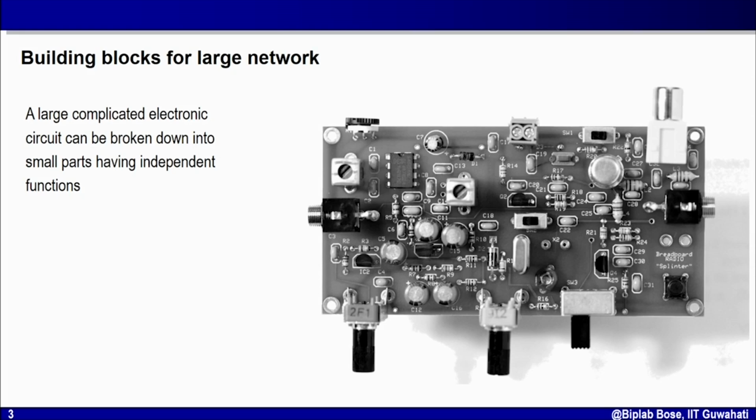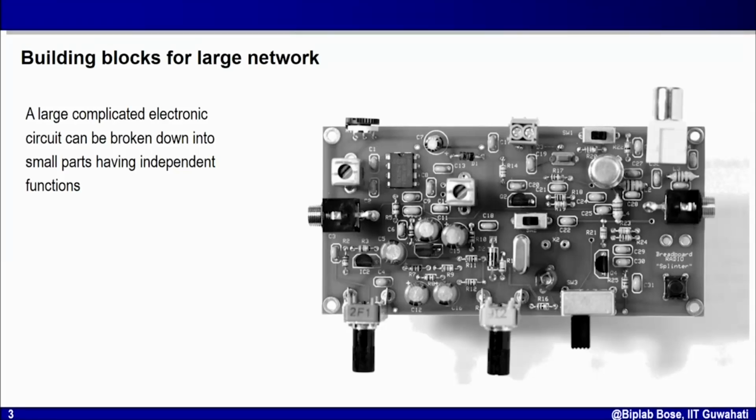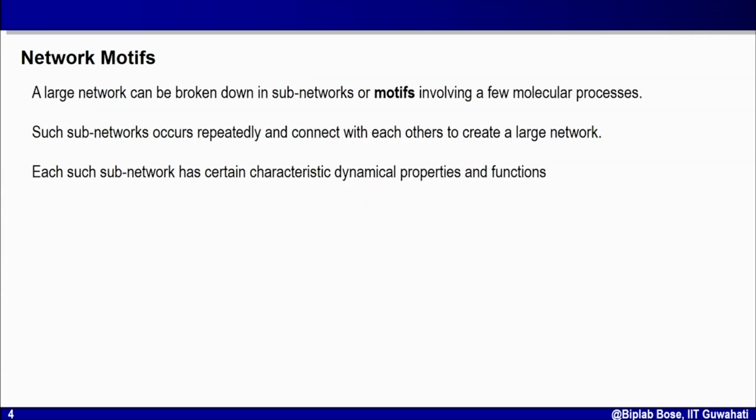That would help us create a simplified version of the large thing. What I am saying here is, let us break down a large molecular network into small parts, the way engineers break down an electronic circuit into smaller ones. So if we do that, what do we get? If I break a large molecular network into sub-parts, we get sub-networks, right? And we call them network motifs.